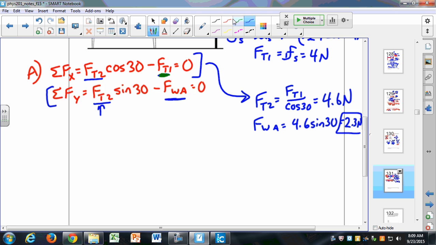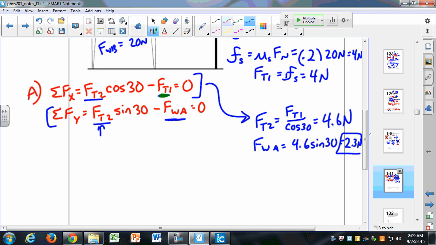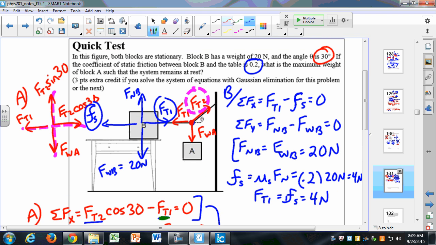Now, I want to show you a way that you can solve this, and it's called solving this by Gaussian elimination. Let's see, if you've had linear algebra, you will have done this. You might have done this in some of your other classes. Anybody ever heard of this Gaussian elimination?